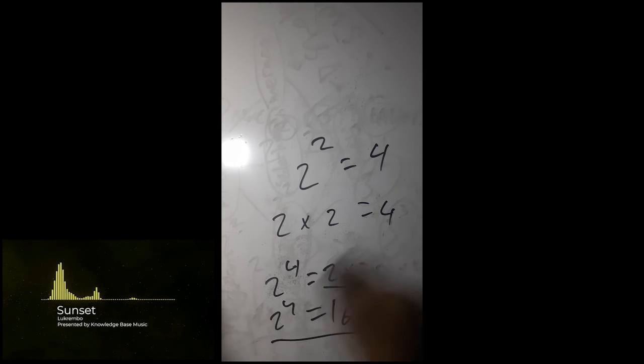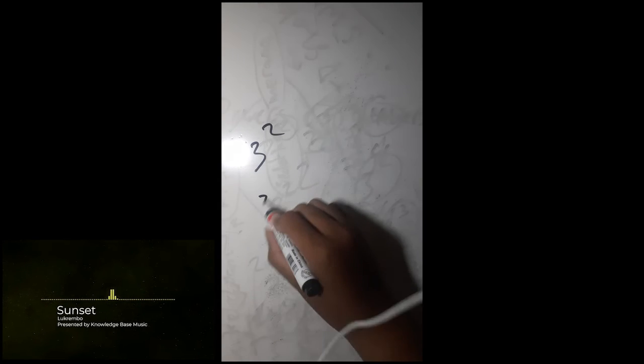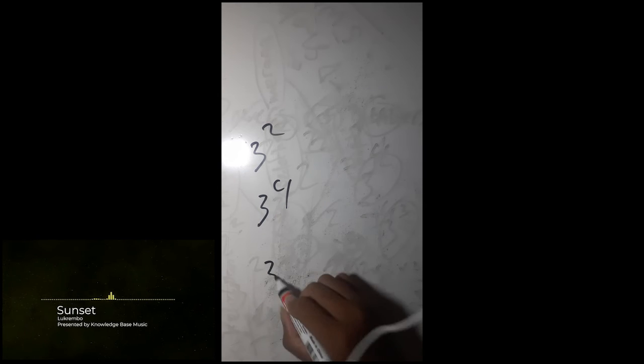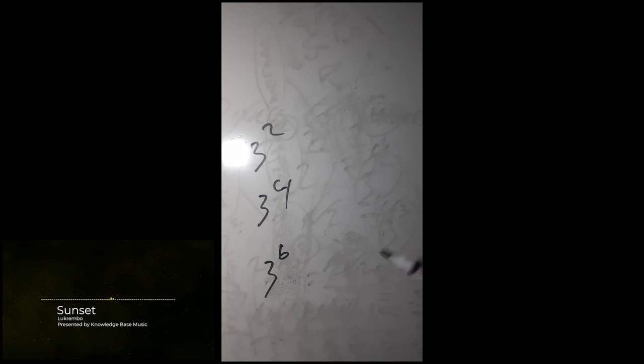It's easy, right? Now, you can try it yourself at home. You can try maybe 3 to the power of 2, 3 to the power of 4, and 3 to the power of 6. Now let's add another one for good measure, maybe 4 to the power of 2 or 7 to the power of 2.